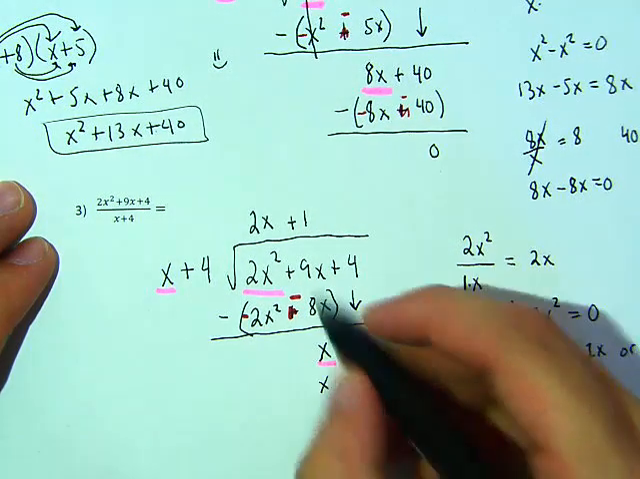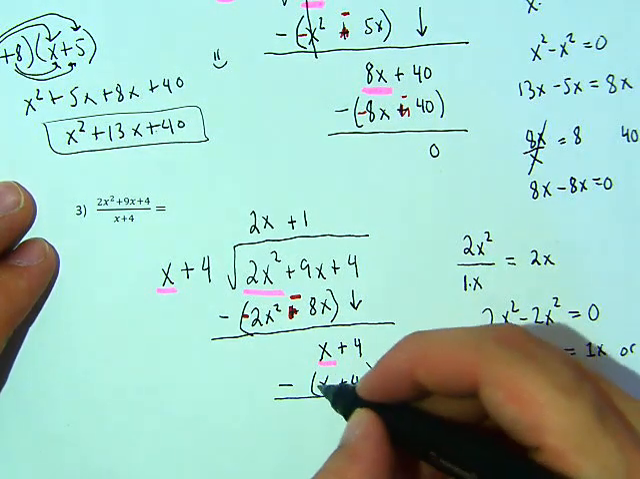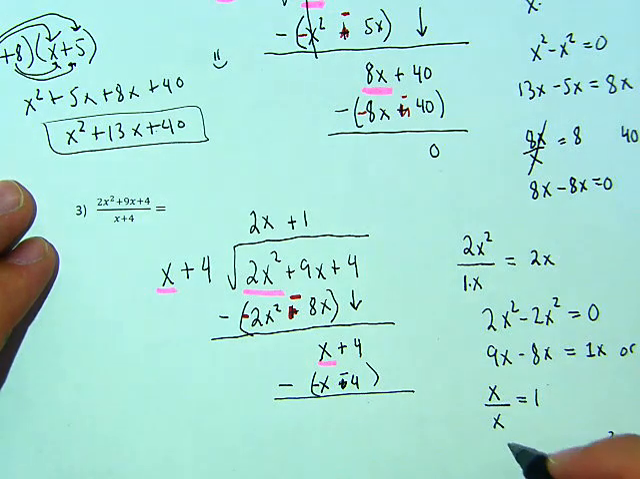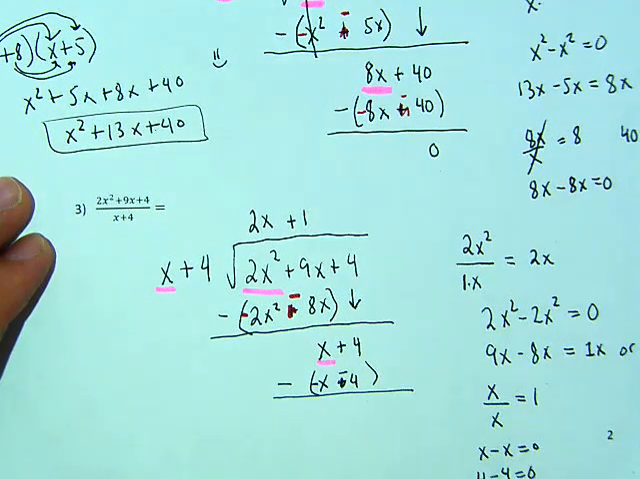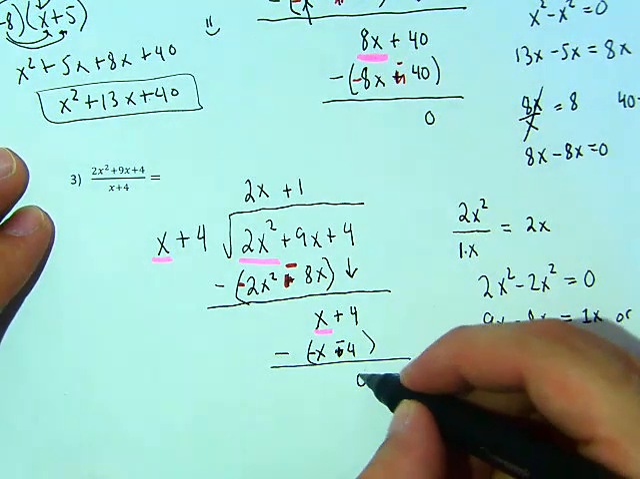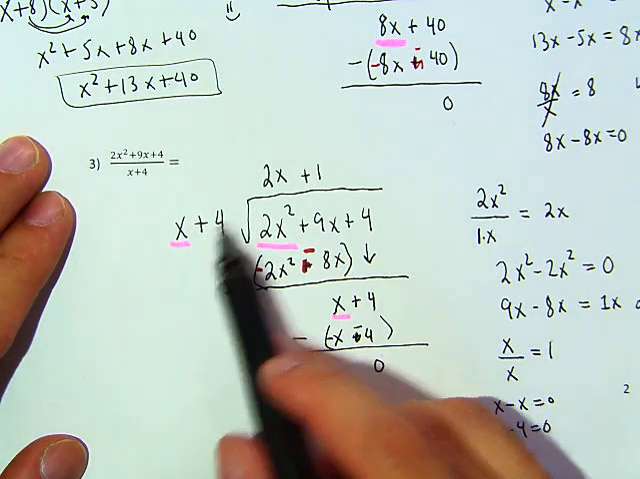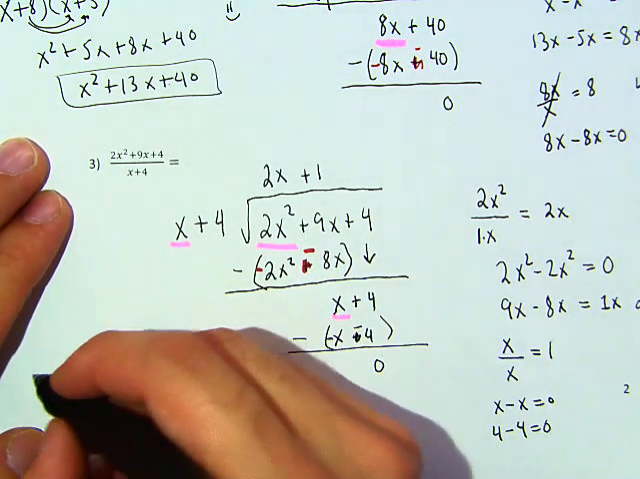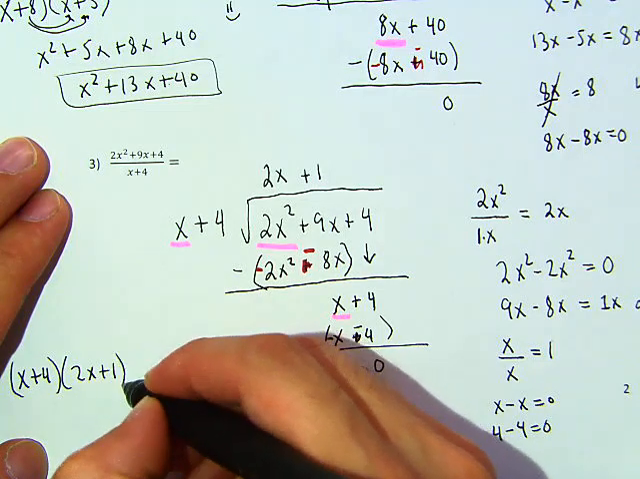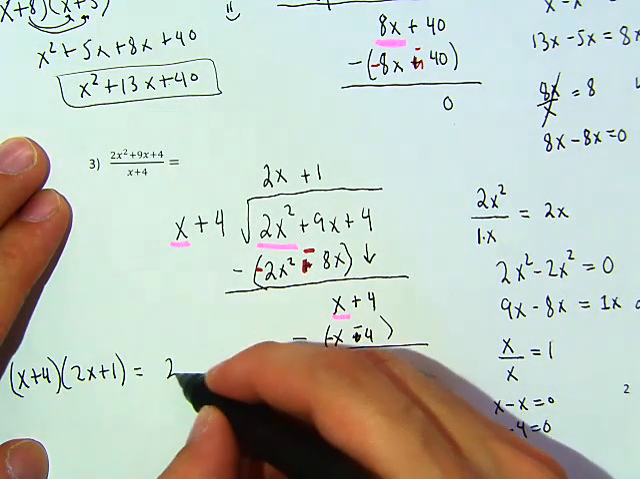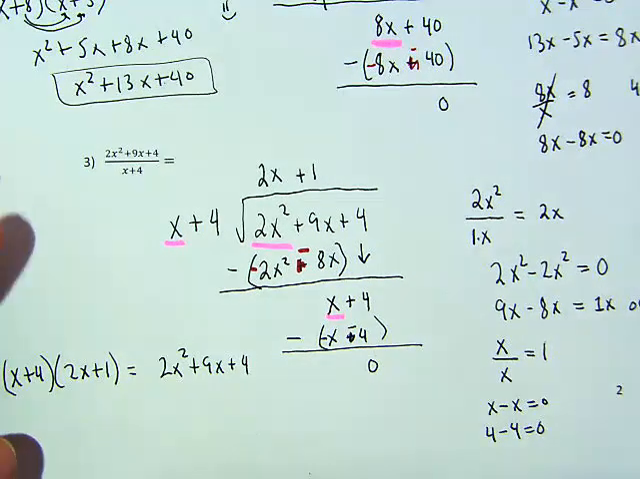1 times x is x. 1 times 4 is 4. Parentheses, parentheses, subtract. Distribute the negative. So this is positive, this is negative. You have x minus x is 0. 4 minus 4 is 0. And then we are done. We get a 0 over here. And what has to be true? That this times this is that. So I have x plus 4 times 2x plus 1 has to equal 2x squared plus 9x plus 4. And if you want, you could FOIL it and check it out for yourself.